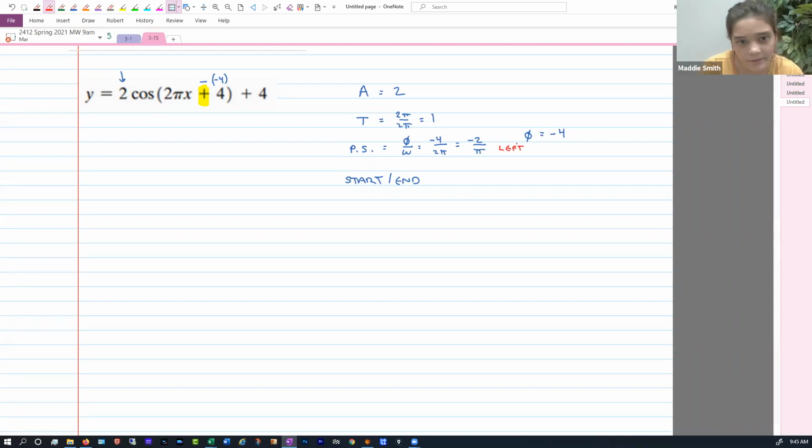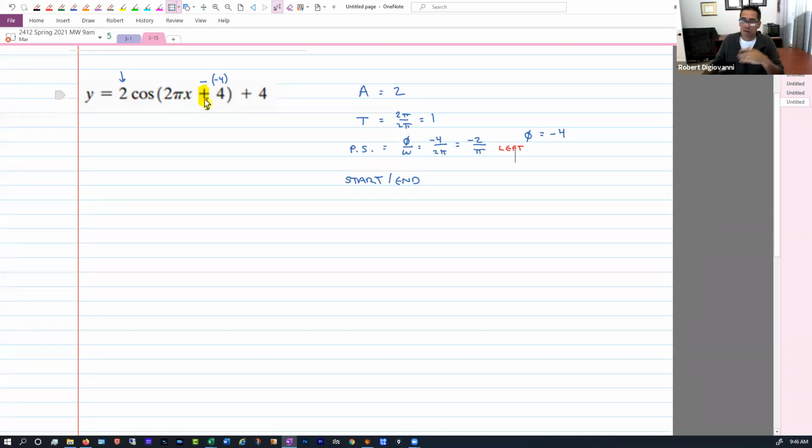You don't go based off of the sign of the phase shift. What's that? The phase shift is negative, simplified to -2 over pi. You wouldn't just go off of the sign of that. Yes, you could do it that way also. I'm just saying the way I do it is when I look at the original function, if I see a plus, I know it's going to the left. If I see a minus, I know it's going to the right. That's the way I look at it. But if you look at the actual phase shift, it says negative, so you think left.